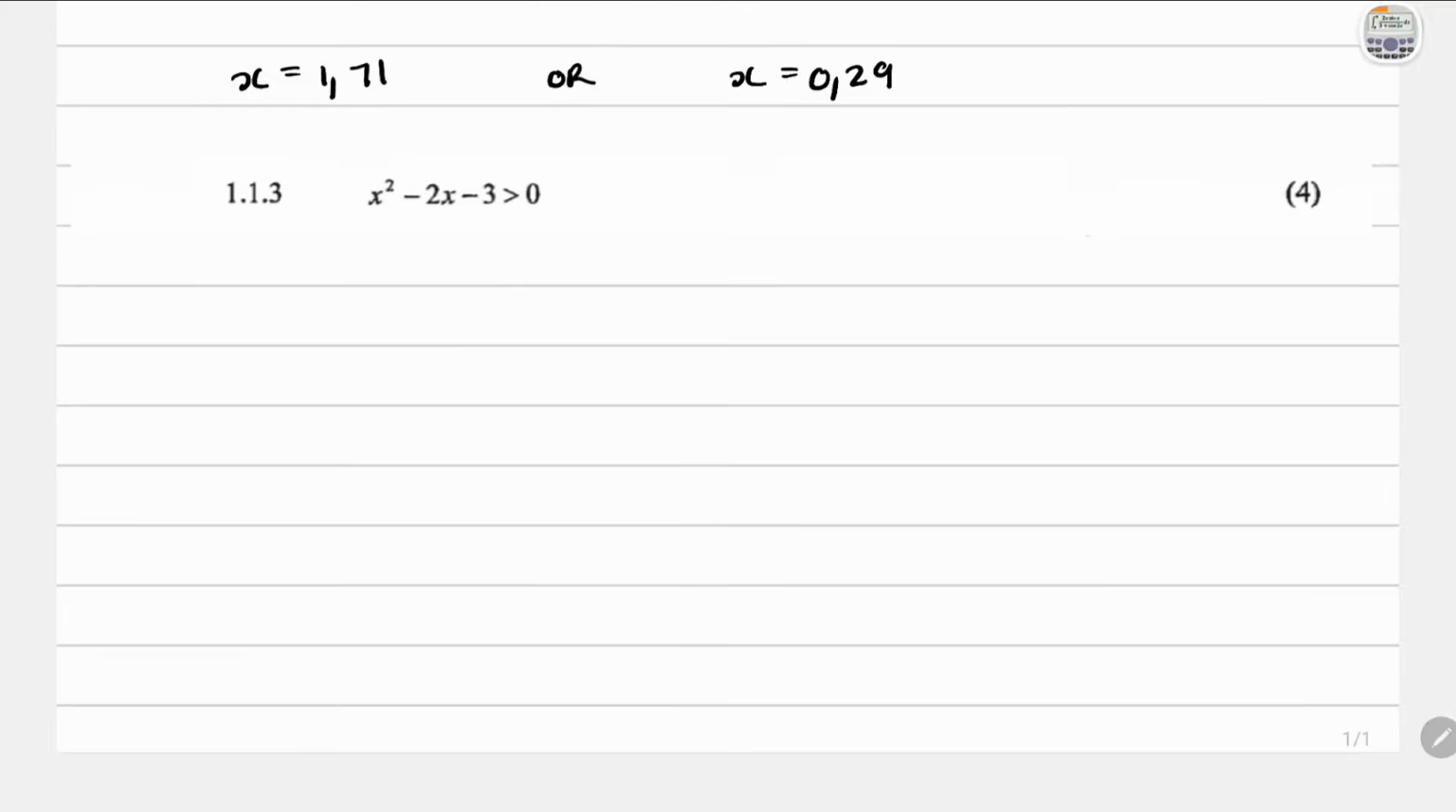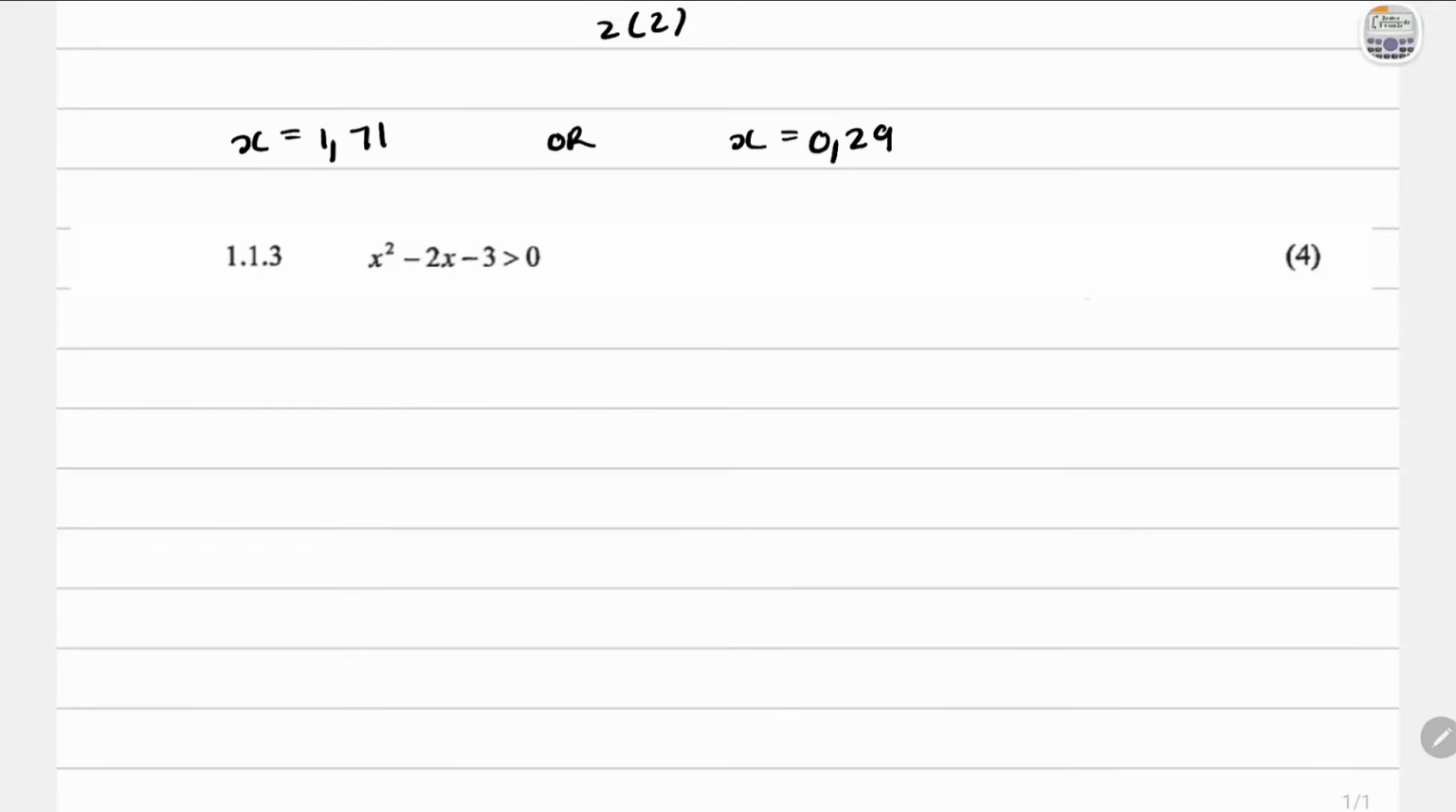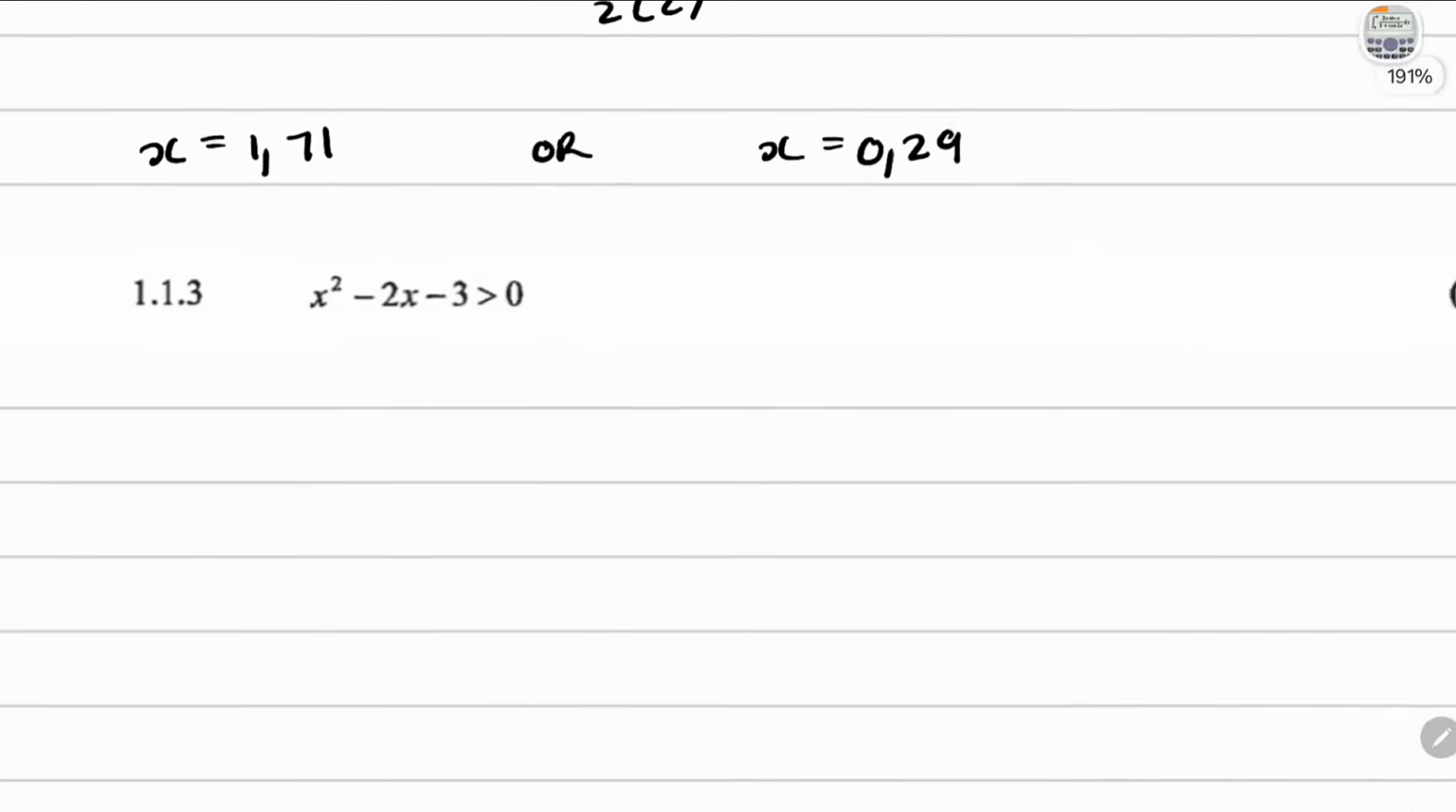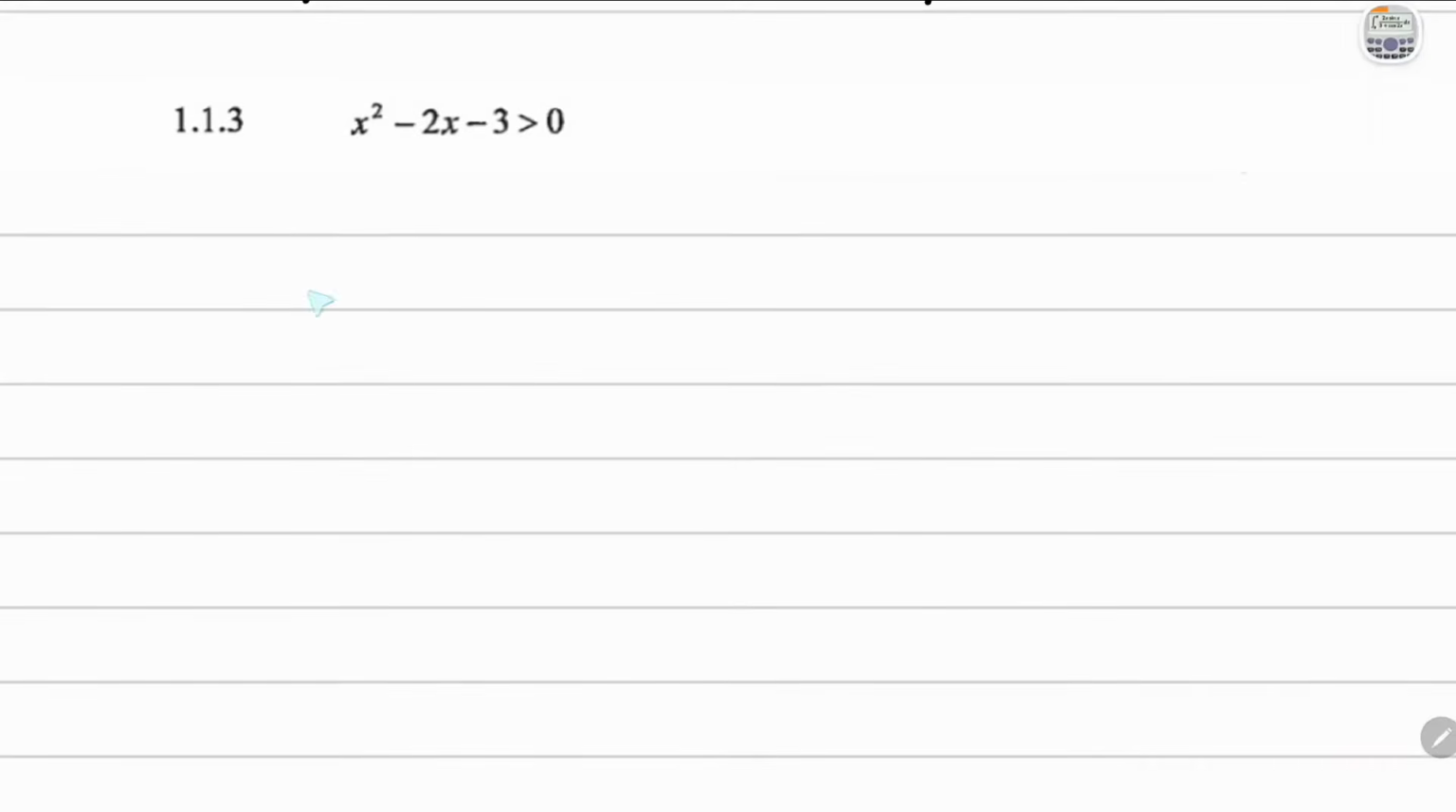The next question, 1.1.3, we have a trinomial and an inequality. So let's go ahead and factorize since one hand side is already equal to 0. So we have x times x gives you x squared. Now we need factors of negative 3 that can give us negative 2. 3 is a very easy number to find factors for because it's a prime number. It only has 2 factors, 3 and 1.